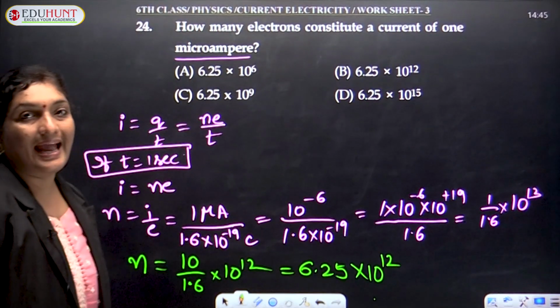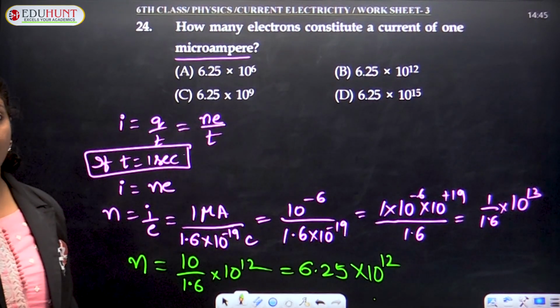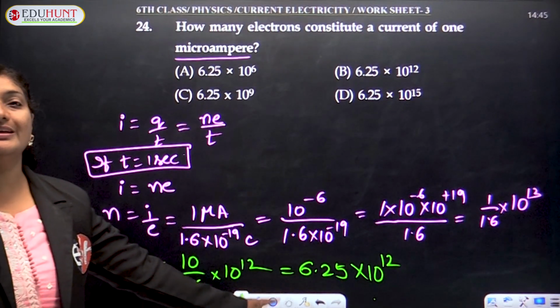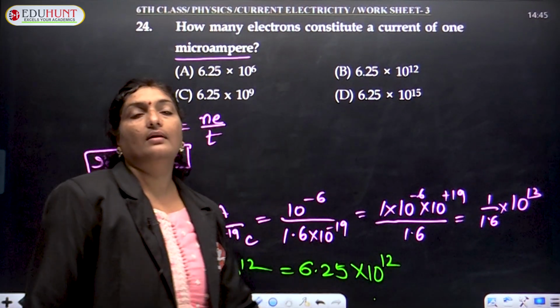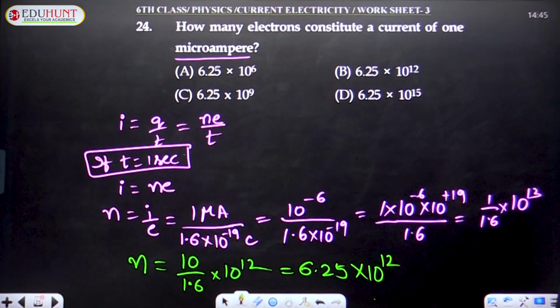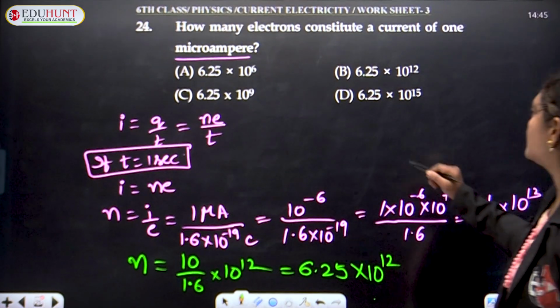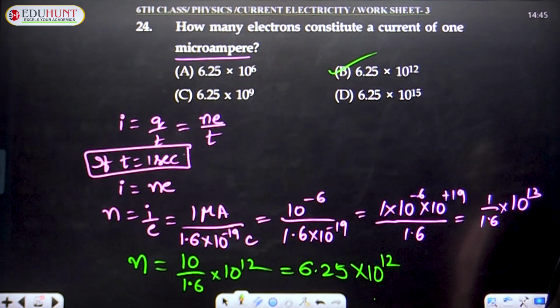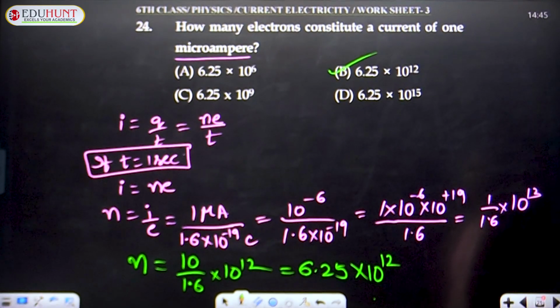So, how many electrons constitute a current of 1 microampere? 6.25 into 10 power 12 electrons constitute a current of 1 microampere. Hence, the correct option is option B, that is 6.25 into 10 power 12. Sorry, 10 power 12 number of electrons.